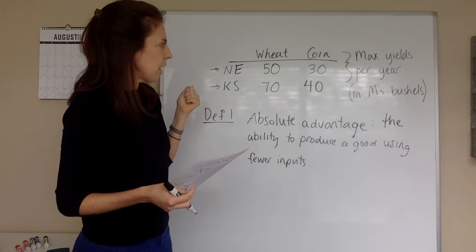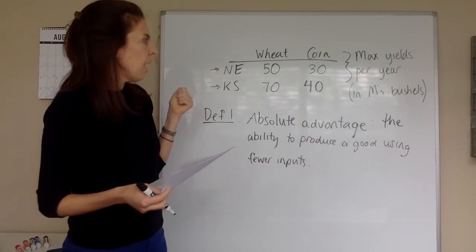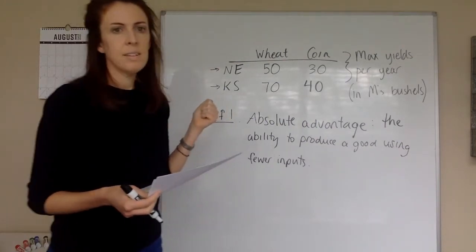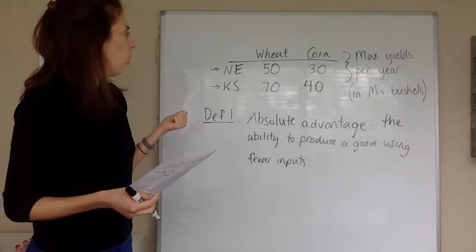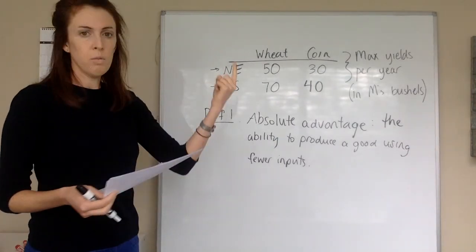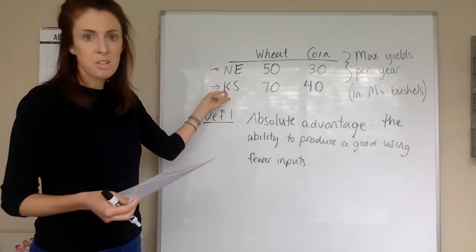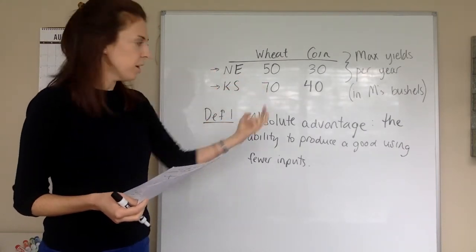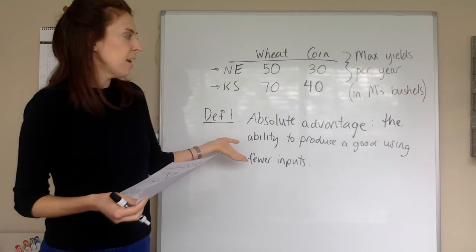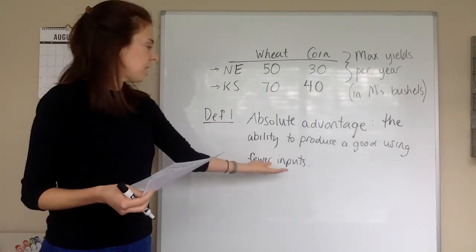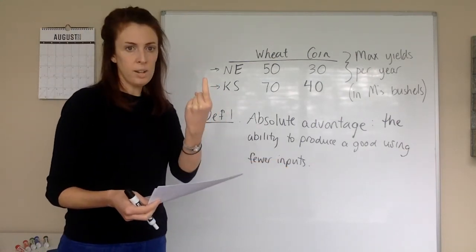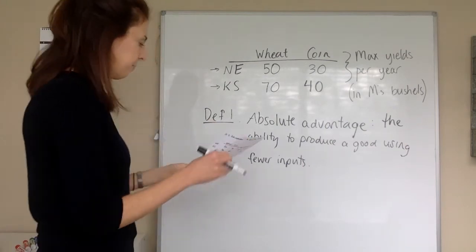So let's think about how many days it would take for Nebraska to produce 1 unit of wheat, 1 unit of corn, and how many days it would take for Kansas to produce 1 unit of wheat, 1 unit of corn, and that will tell us how much input we need to produce 1 unit of output in each state.